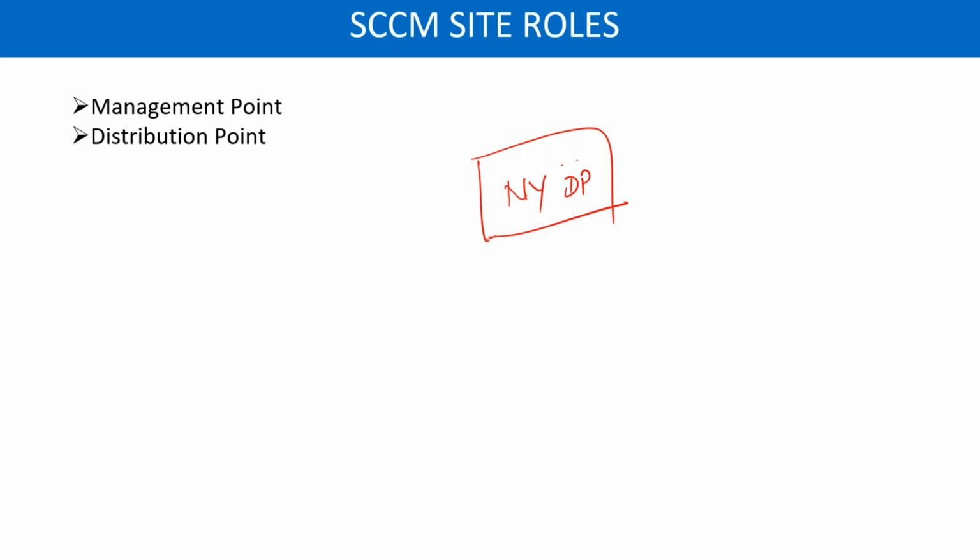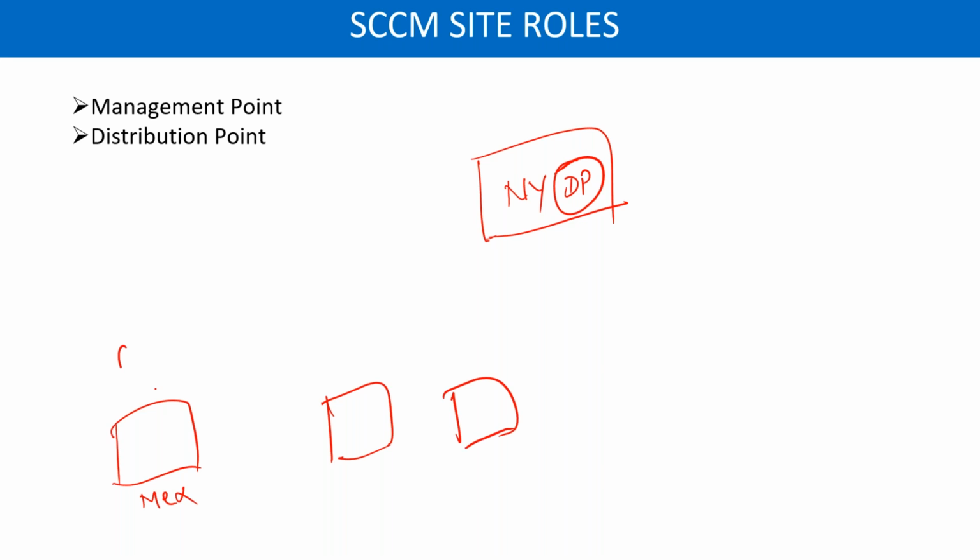Good question, but I was about to cover this in the next part. Let's say Mexico has a DP, and this DP goes down. Now the clients in Mexico, there are 2000 computers, will not be able to get the content because the DP is down. Then we can define from where they can take the content if the DP is down.